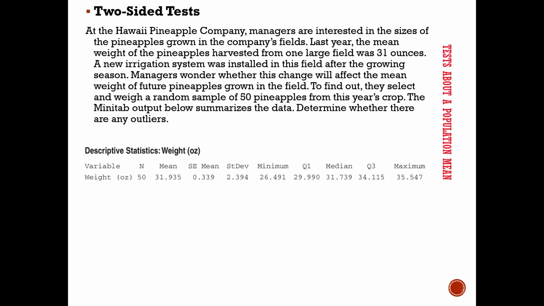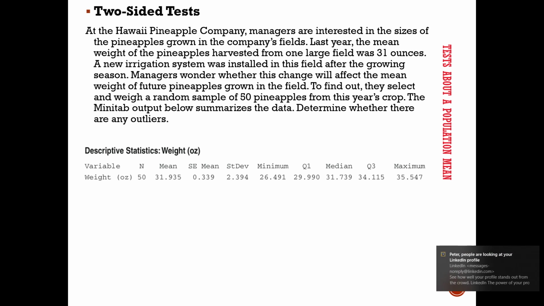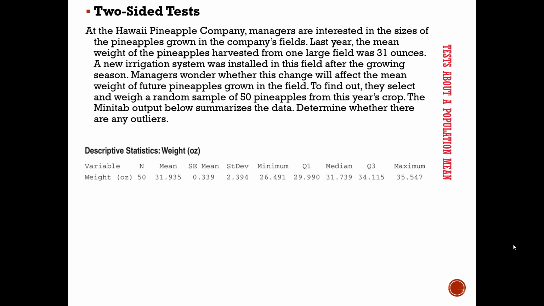Just off the bat, that's really good because we took 50 pineapples, which means we're going to have n greater than or equal to 30 right off the bat. So the Minitab output, and we've seen Minitab output before, summarizes the data. Using this Minitab output, determine whether there are any outliers.